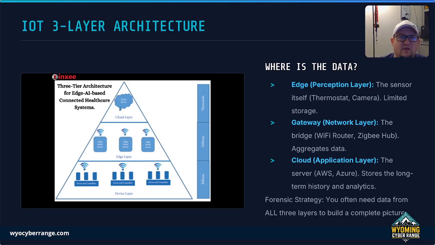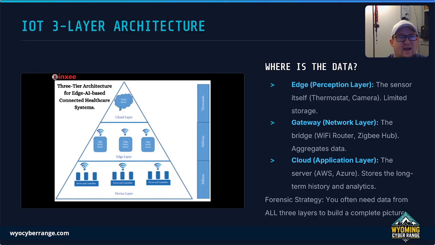Now, to investigate IoT, you must understand the three-layer architecture. Evidence rarely exists in one place. You often need data from all three layers in order to build a proper picture. So the edge, otherwise known as the perception layer, is the sensor itself. It has limited storage, but this is where the motion sensor would be, or the security camera, or the door sensor. The gateway, or the network layer, normally acts as the bridge, and it's going to aggregate data from multiple sensors.